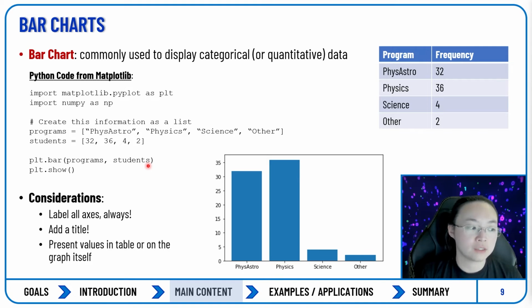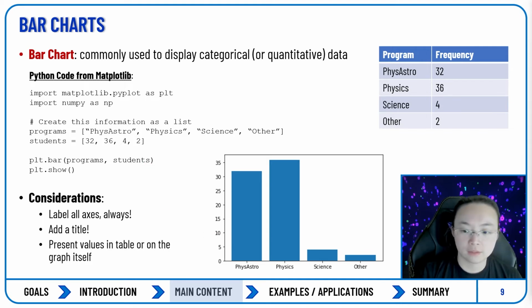Finally, with all of this, you should have a title and also be able to present the exact quantity of each of these students or the frequency. So that statistical table is still important to have alongside your bar graph, or you can plot the value of these frequencies directly within each bar of the bar chart.